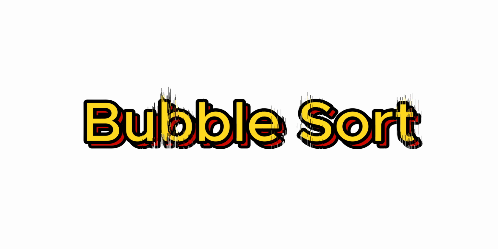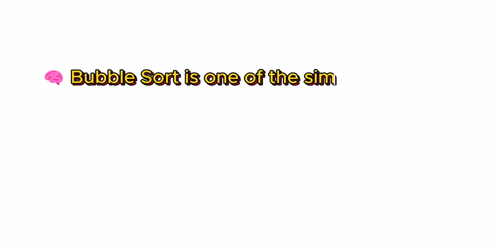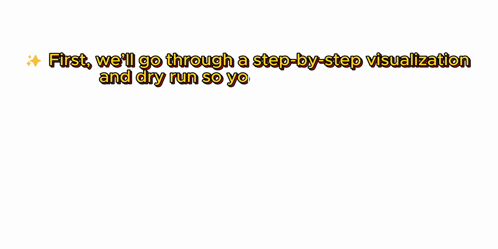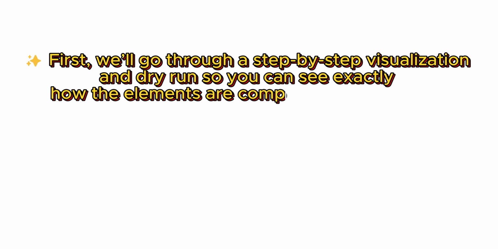In today's video, we are diving into our very first algorithm, that is bubble sort. Bubble sort is one of the simplest sorting algorithms, great for building a strong foundation, and in this video, we'll be learning it in the most intuitive way possible. First, we'll go through a step-by-step visualization and dry run so you can see exactly how the elements are compared and swapped. This will help you build a strong mental model of how the algorithm works internally.